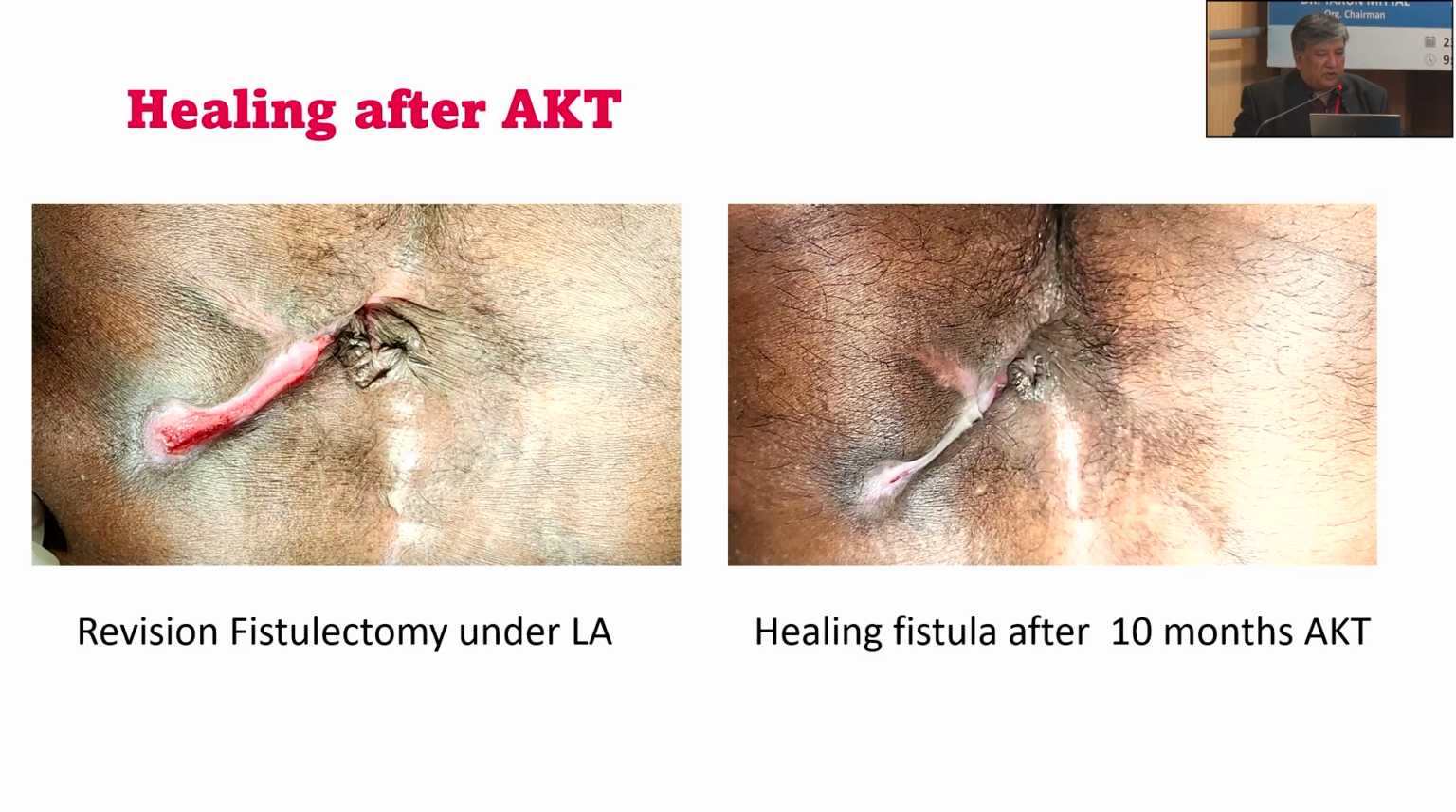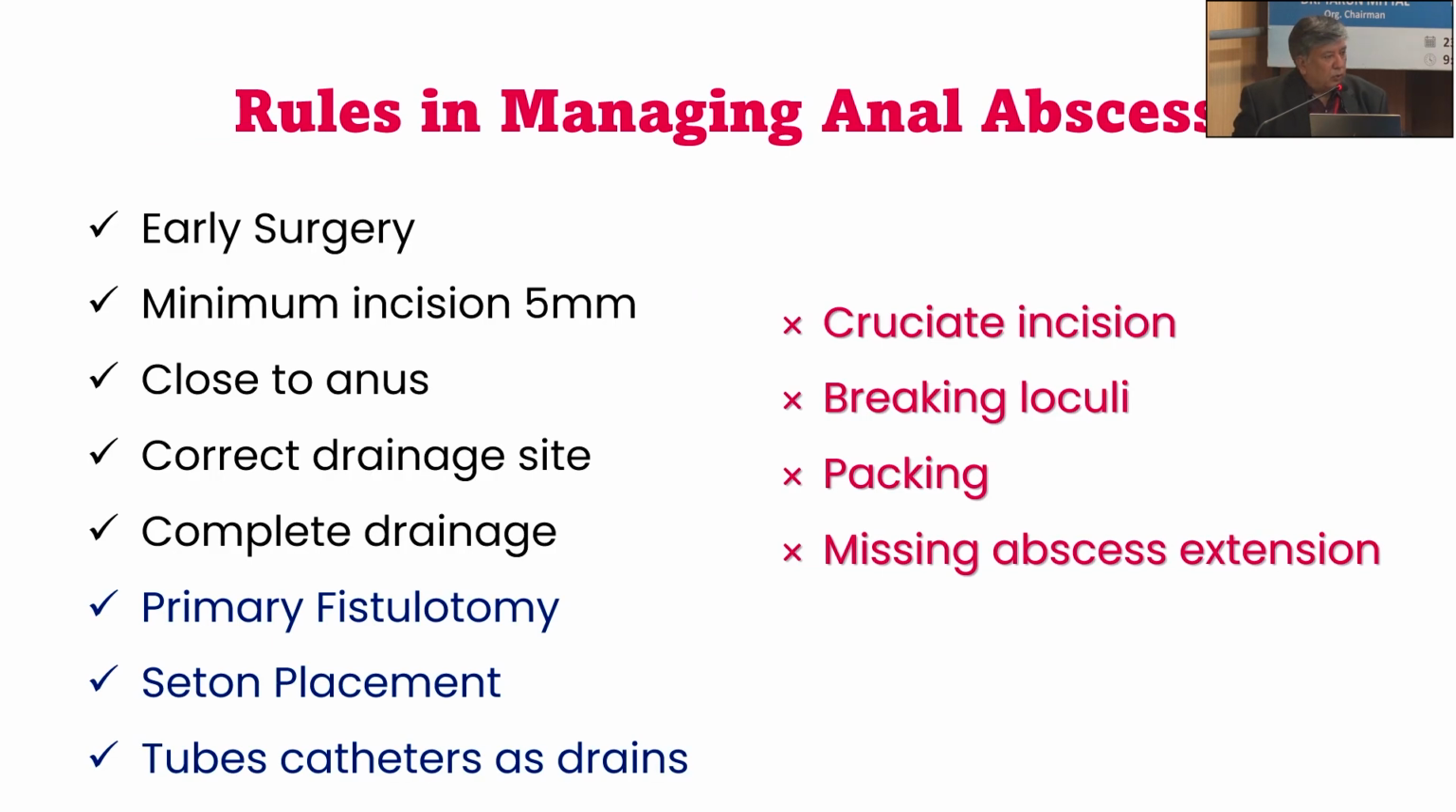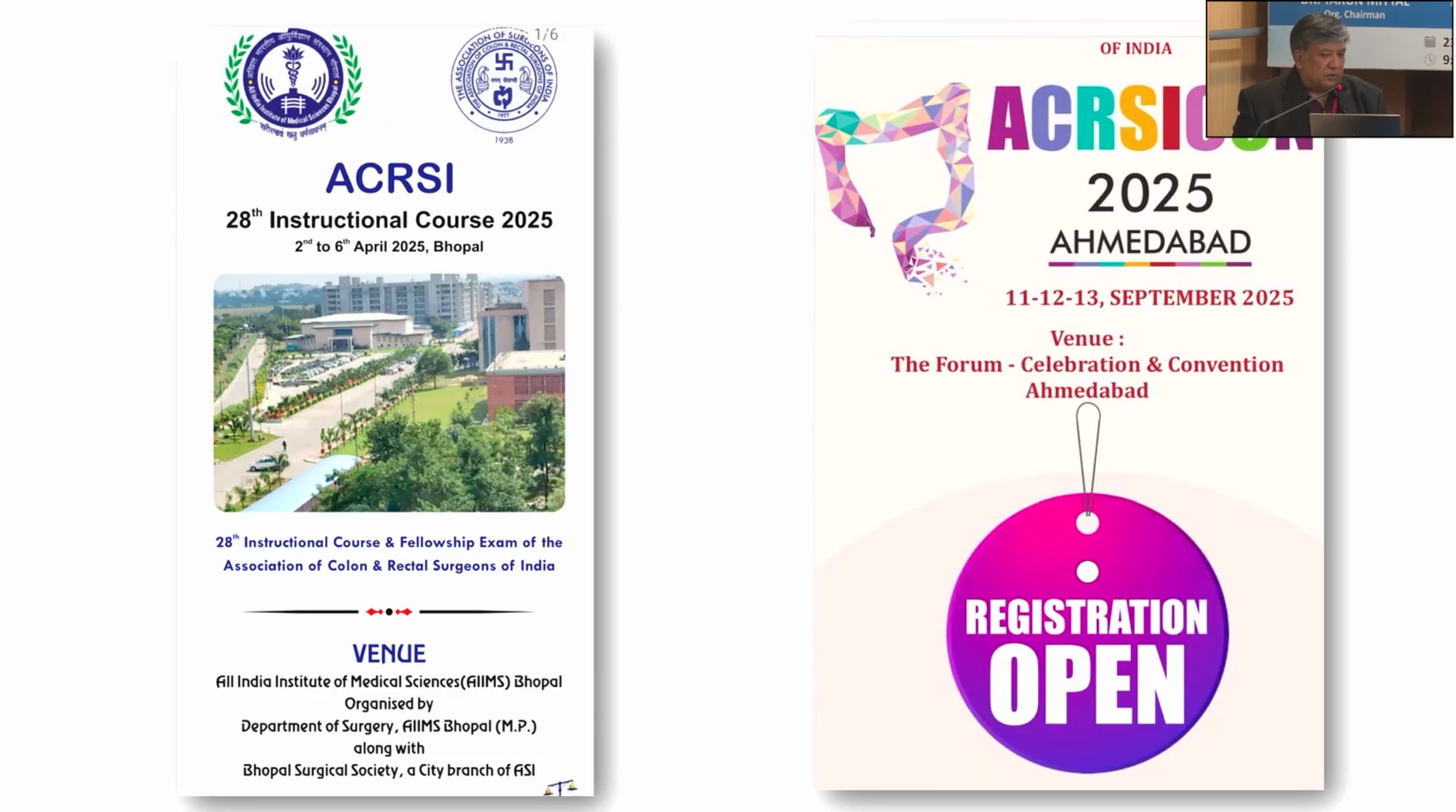So this is healing. So the rules in management of anal abscess: early surgery, minimum incision close to anus, correct drainage site, complete drainage, primary fistulotomy, seton placement, tubes and catheters. Do not give cruciate incision. Do not break loculi. Do not pack. And do not miss abscess extensions.